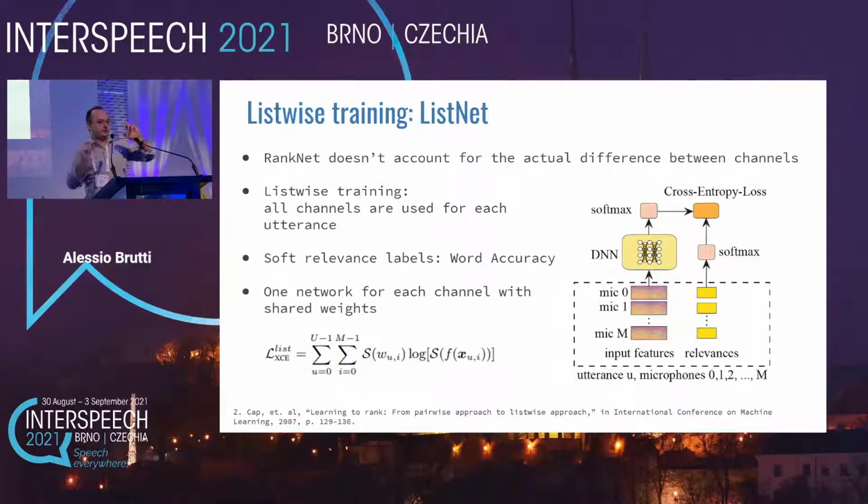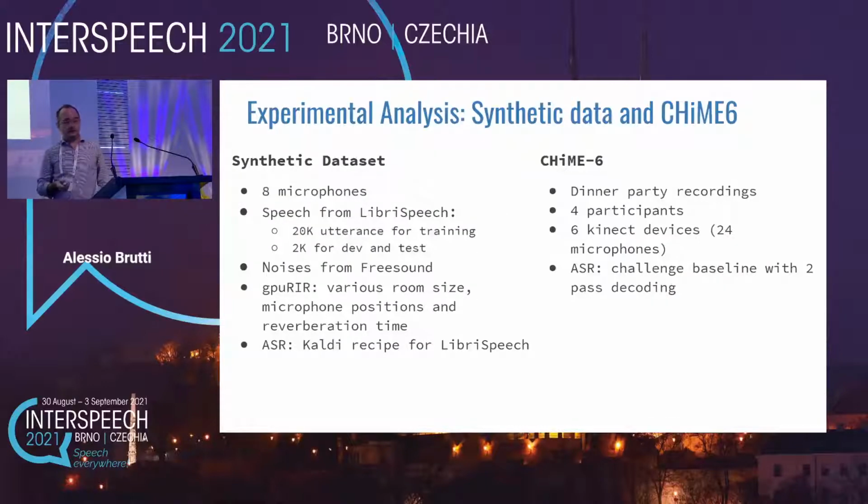Of course, we have to apply softmax to normalize the outputs of the network because we are using basically different networks for each channel. Okay, so given these 3 learning to rank strategies, we evaluated them on 2 datasets. A synthetic dataset generated with GPU rear. So you find all the details in the paper.